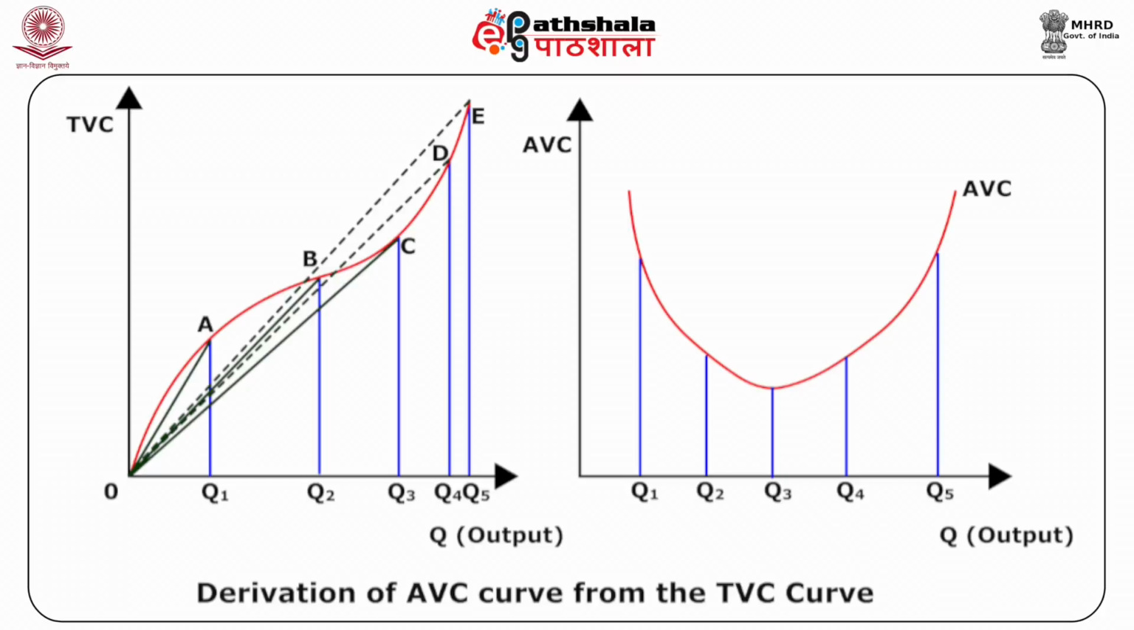This point is point C. At point C, the output is Q3. Beyond this point, when output increases, total variable cost increases at an increasing rate. So once again what happens is that to begin with, the average variable cost was high, it started to decline. At point C, it became the minimum, and once again it starts rising. So we have a U-shaped AVC whose minimum point is at Q3 and it corresponds to point C on the total variable cost curve.